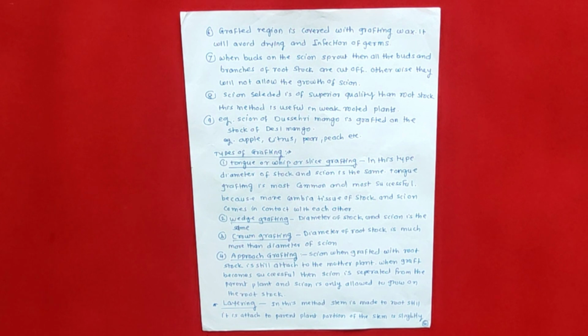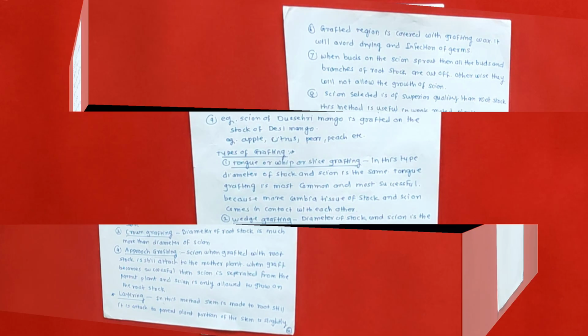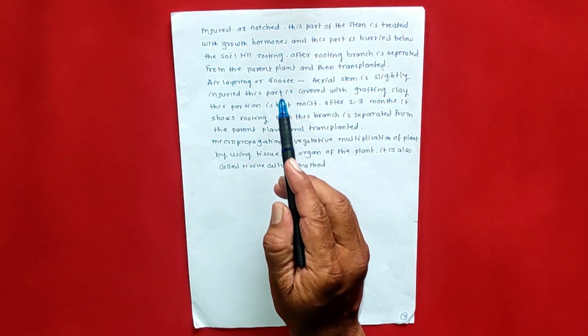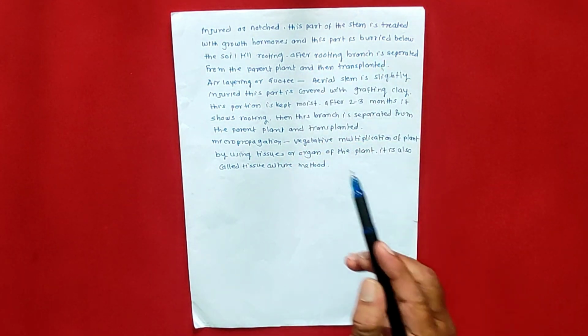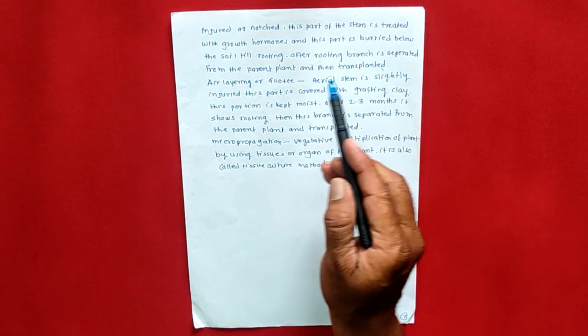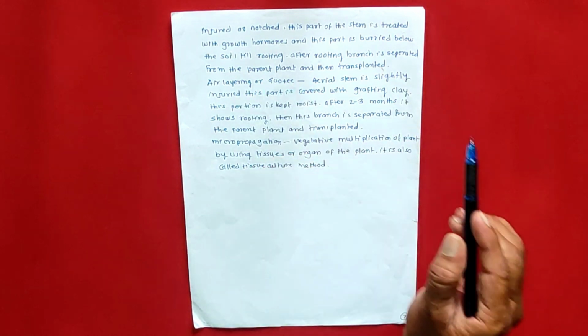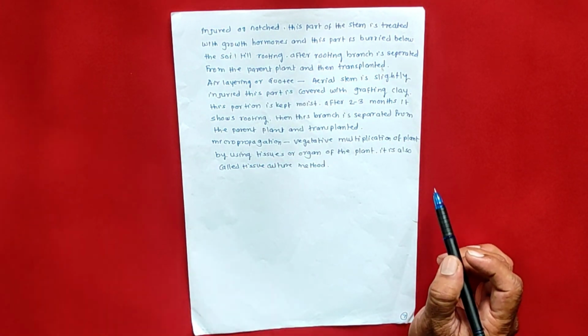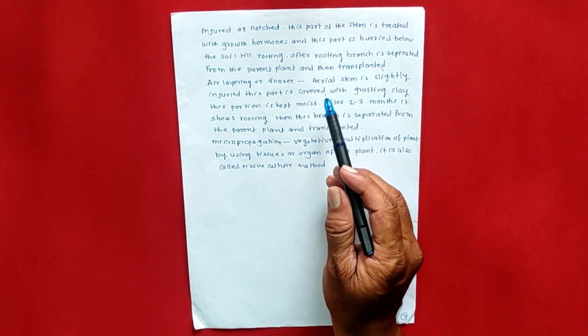In this method, the stem is made to root while still attached to the parent plant. The stem is slightly injured or notched. This part of the stem is treated with growth hormones and buried below the soil till rooting. After rooting, the branch is separated from the parent plant and then transplanted.